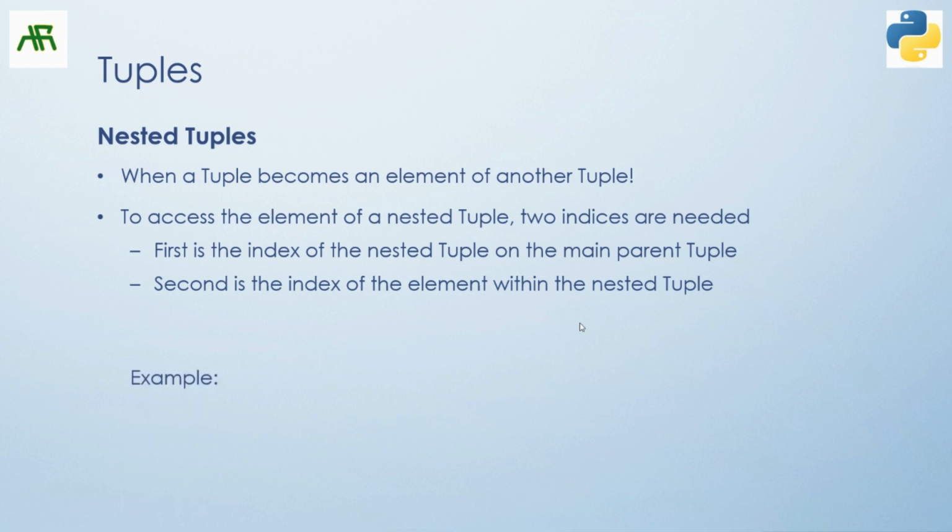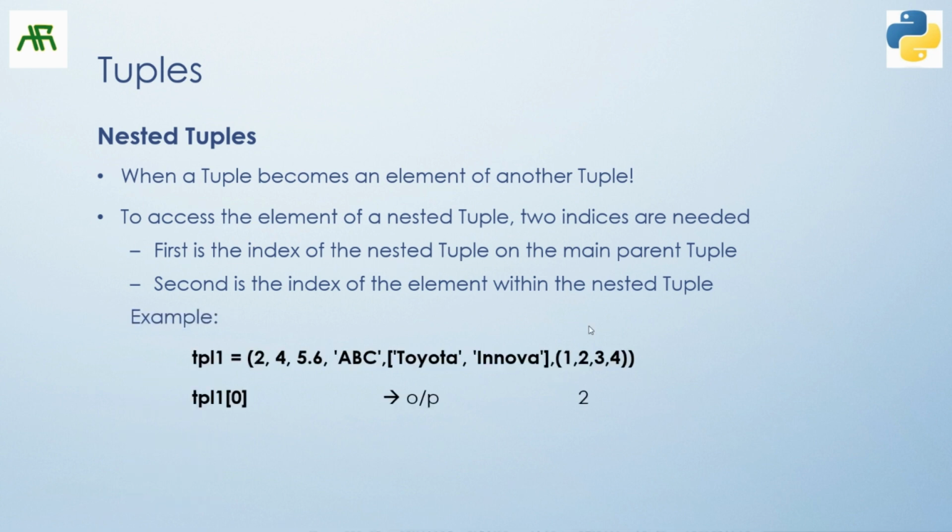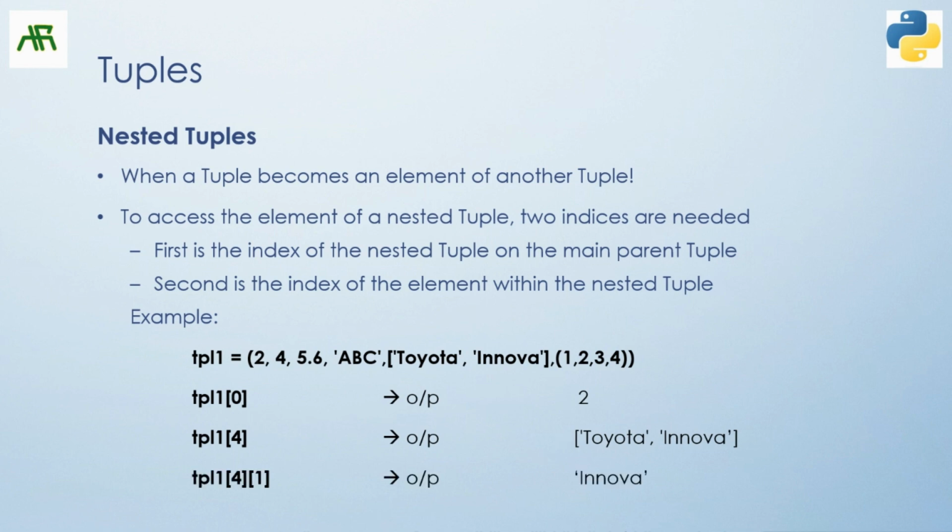of the tuple. We have the same example, and if I try to access index 0, I'm getting the first element, 2. Index 4, the fifth element, Toyota and Innova, as the list itself. If I want to access an item of the list element, I'll give the index values accordingly. For example, here, tuple 4 and 1, I'm going to get the first indexed list item, that is the second element, that's Innova here. Similarly, if I want to access one of the elements of the tuple element within the main tuple TPL1, I'll go with this.